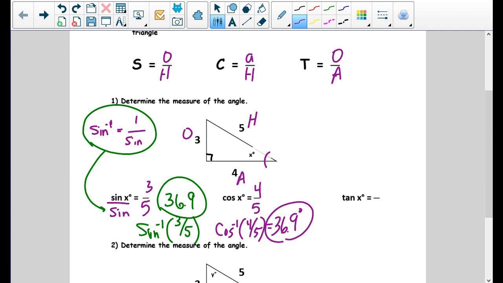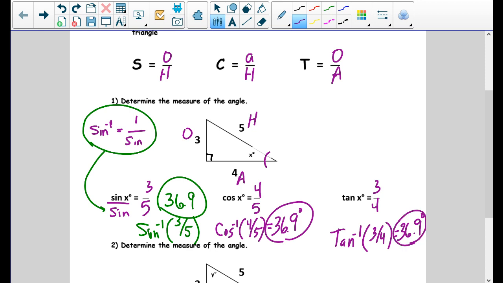Because sometimes, especially if you have a graphing calculator, you can kind of get mixed up sometimes with radians. And then tangent, well, tangent's opposite over adjacent, so opposite side is 3, adjacent side is 4, so we're typing in inverse tangent, so second tangent, 3/4. And again, we should get the exact same measurements, 36.9 degrees.